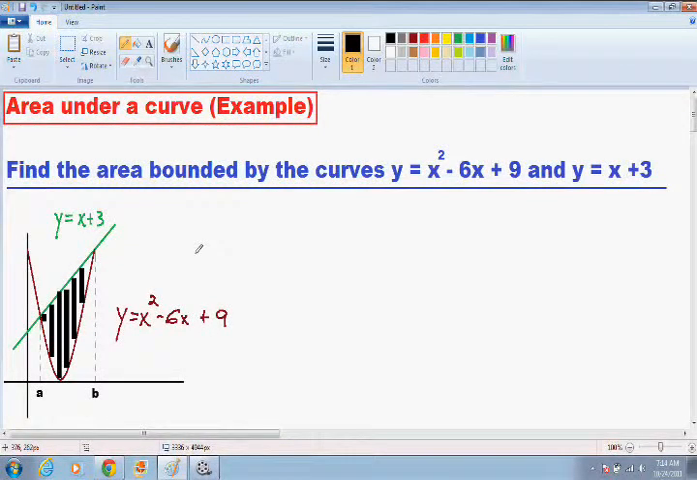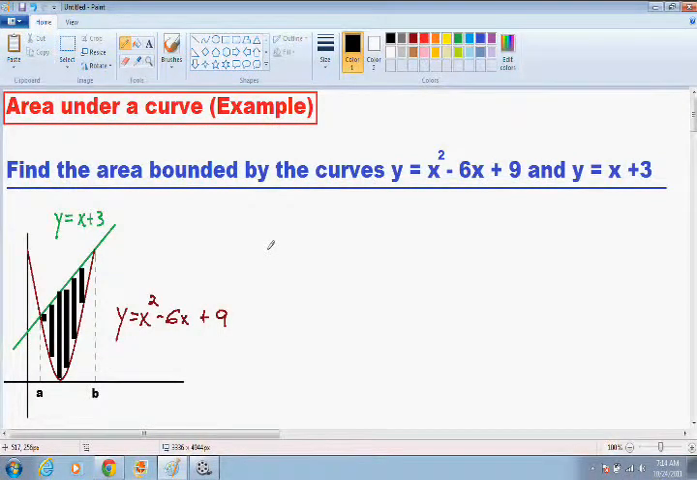I'm going to show you an example on how to find the area in between two curves. So in this particular problem it says find the area bounded by the curves y equals x squared minus 6x plus 9 and y equals x plus 3.